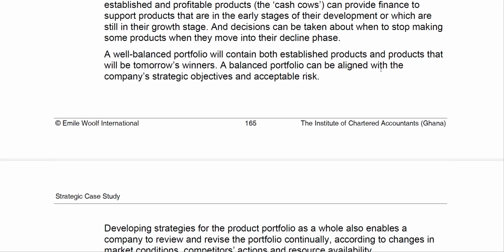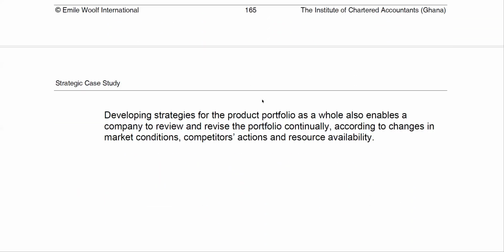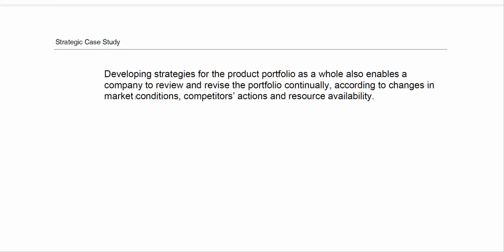A balanced portfolio can be aligned with the company's strategic objectives and also its acceptable risks, okay? So developing strategies for the product portfolio as a whole also enables a company to review and revise the portfolio continually according to changes in market conditions, competitors' actions, and resource availability.